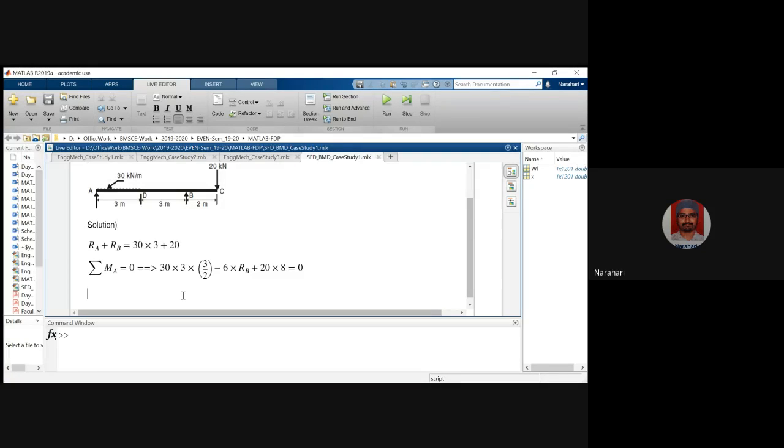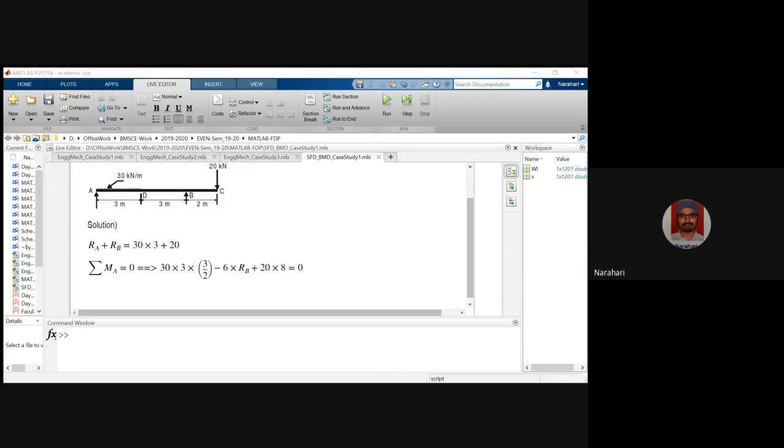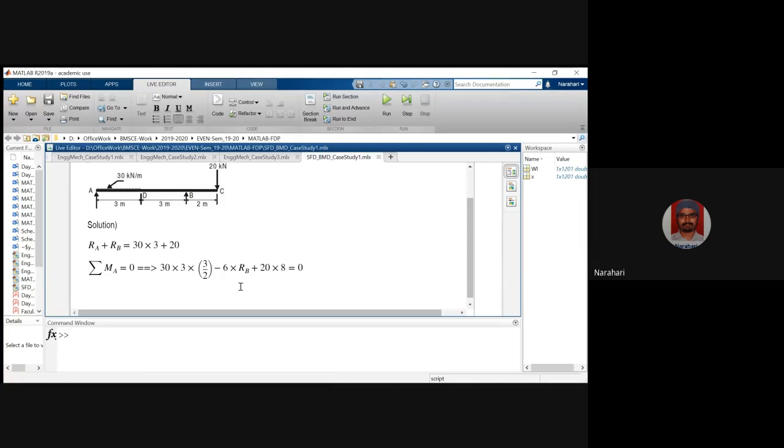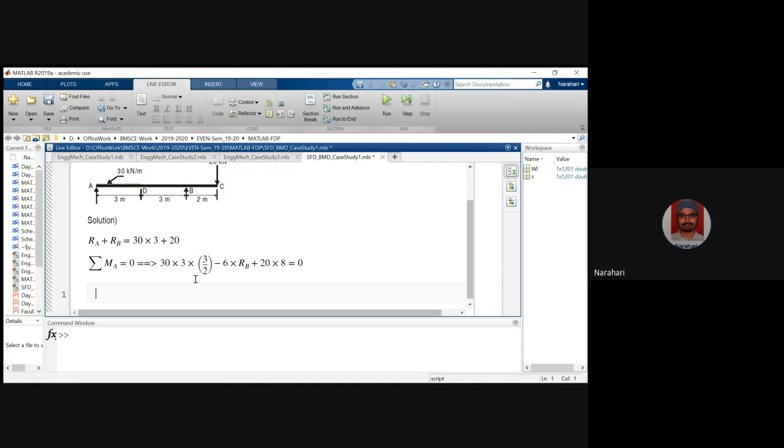To find these support reactions, usually when we ask our students how to find them, they tend to manually calculate the support reactions and then start using them in the code, which is not a very smart thing to do, because MATLAB can calculate these support reactions for you provided you have the equations. I'll show you what you have to do. But before that, let me go to the code section.